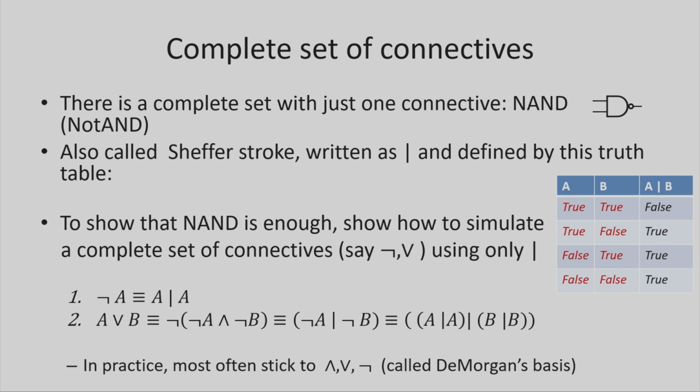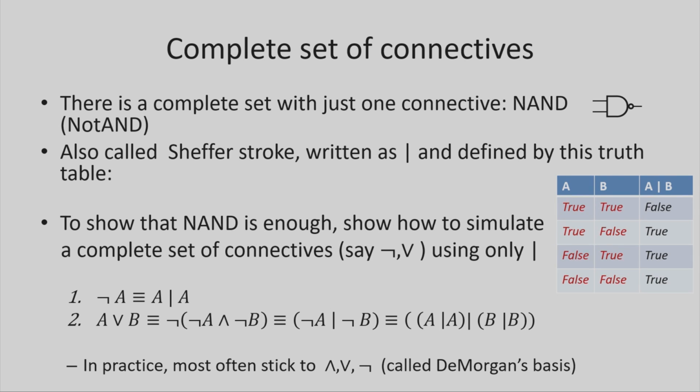Notice when both inputs to this connective are true, the connective will output false. So we could rewrite not A, for any possible formula A, as A NAND A. You could check for yourself that you end up with exactly the same truth table for the two things. Both formulas will be true when A is false and false when A is true. Here's your equivalence. Now let's do the same thing for OR.